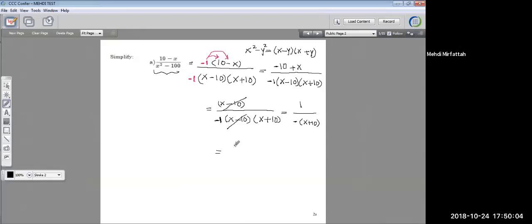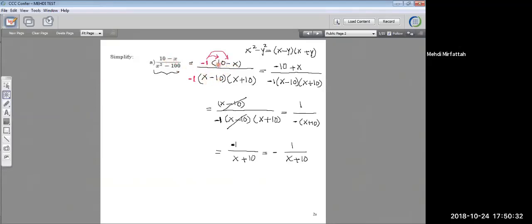So I can write this as minus 1 over x plus 10 if you want. Or I can write minus right in front of that over 1 over x plus 10. However you do this would be fine. So note that I made 10 minus x and x minus 10 look like each other by simply multiplying one of them by minus 1. That's one way to look at it.